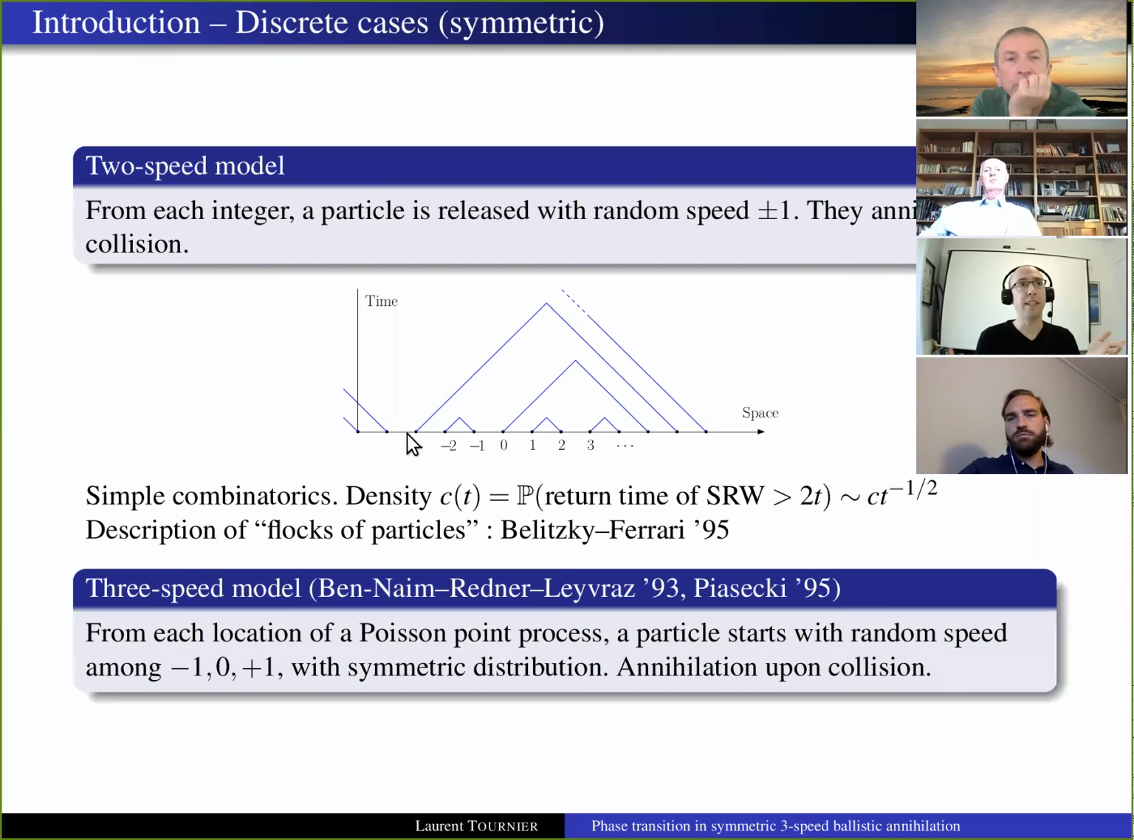In particular, you can get that the density of particles at time t is related to the return time of simple random walk, just because it means that you have a collision that lasts time 2t. The probability that some particle lives beyond time t means that its pair is beyond location 2t, and that corresponds to a return of simple random walk happening at a time later than 2t. So you know in particular that this density decays like 1/√t.